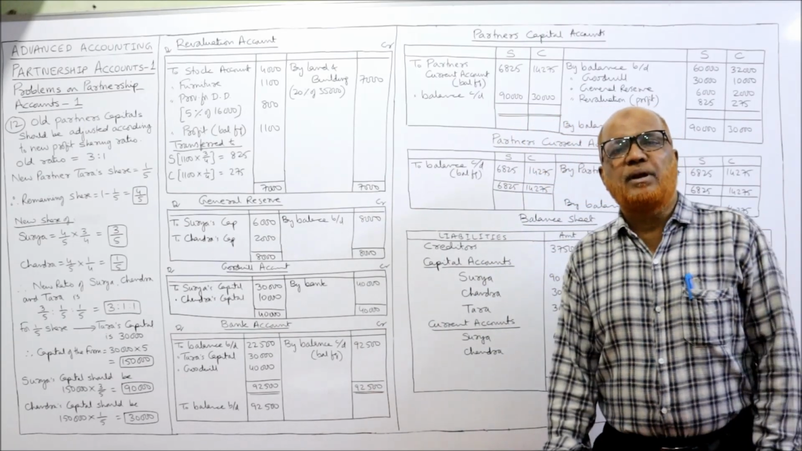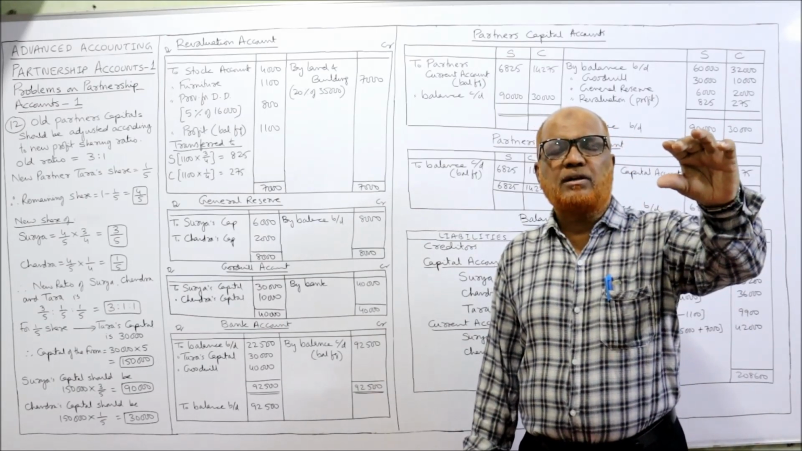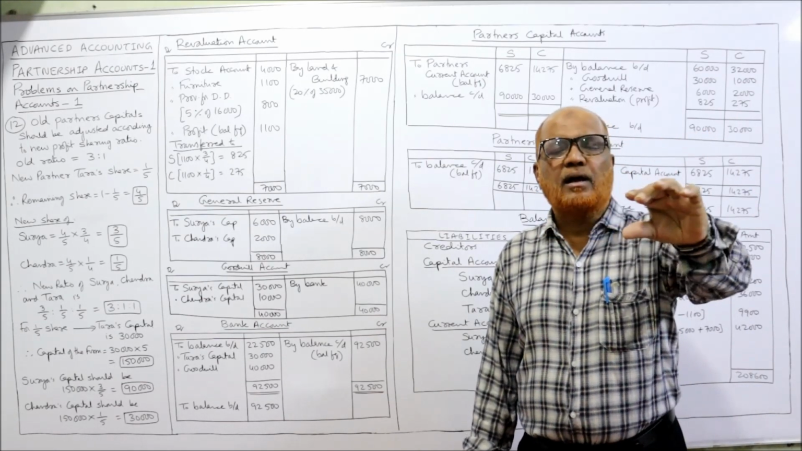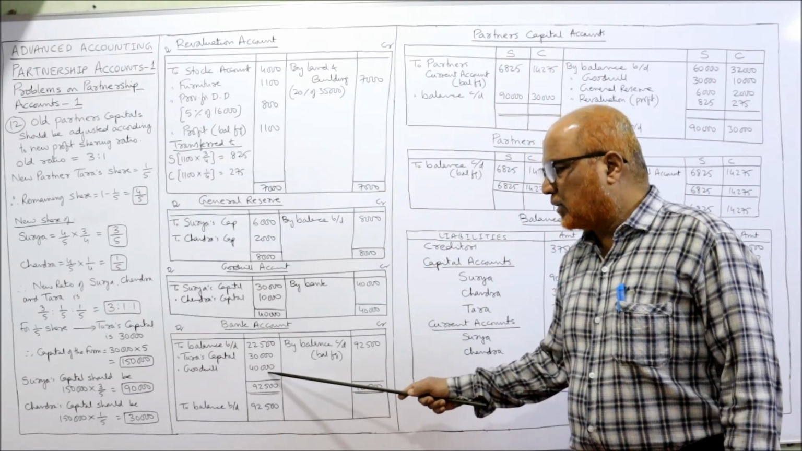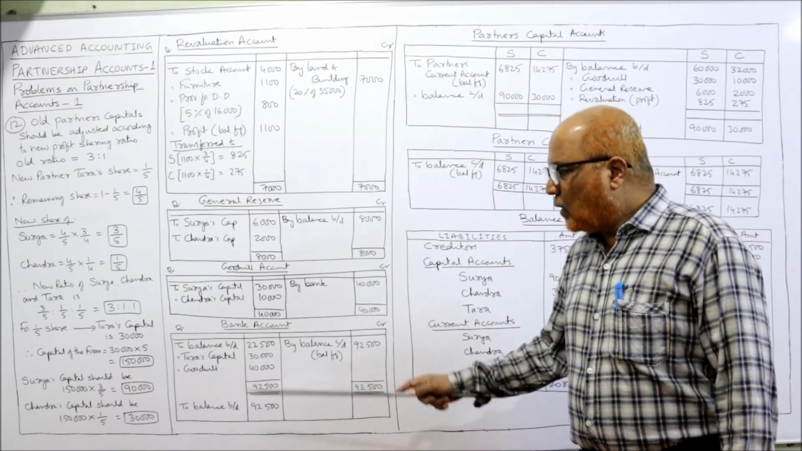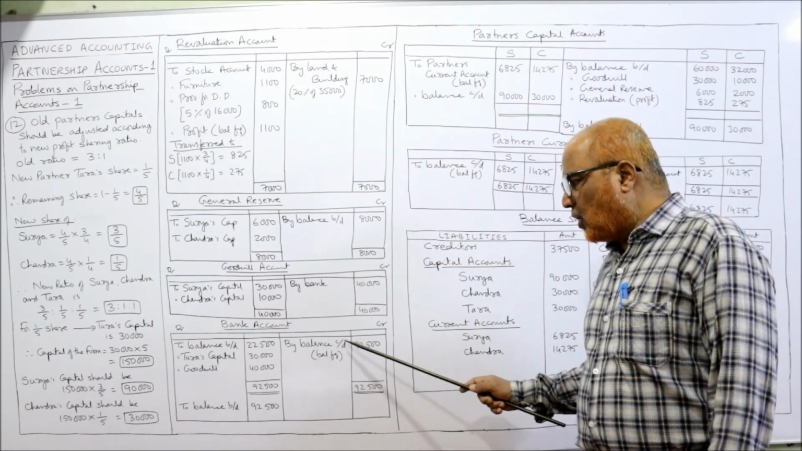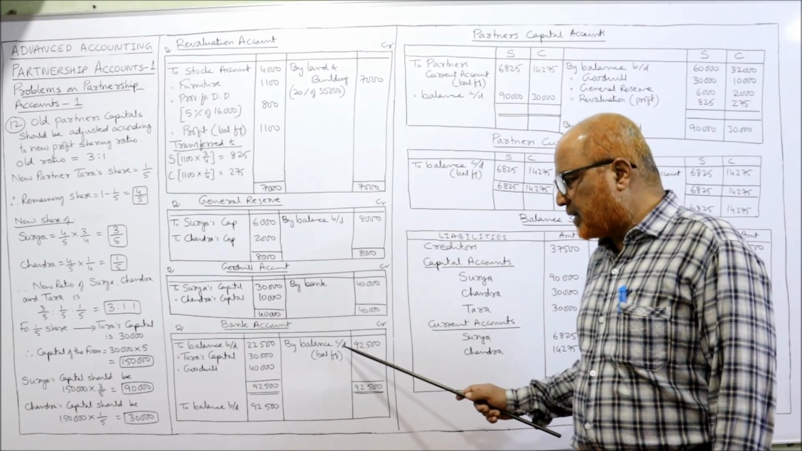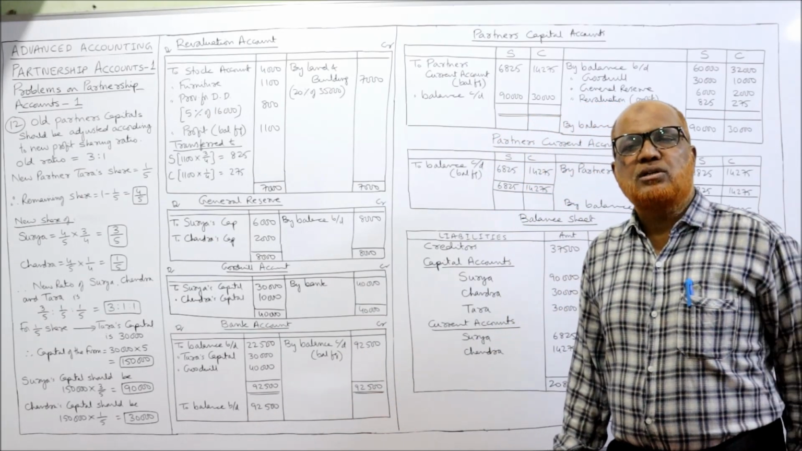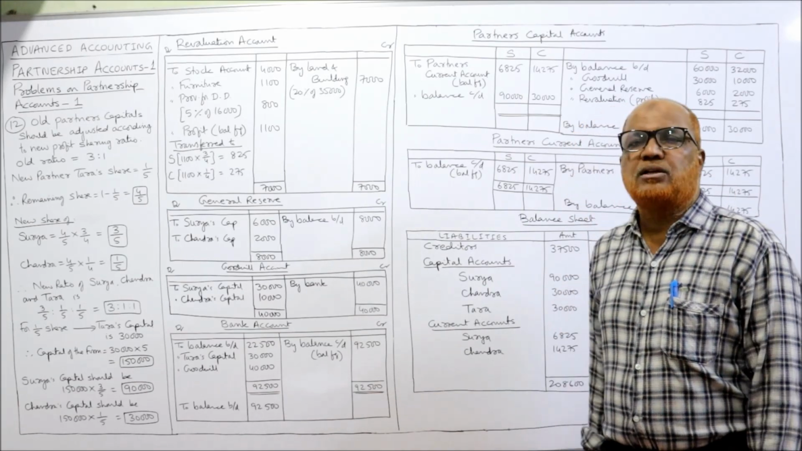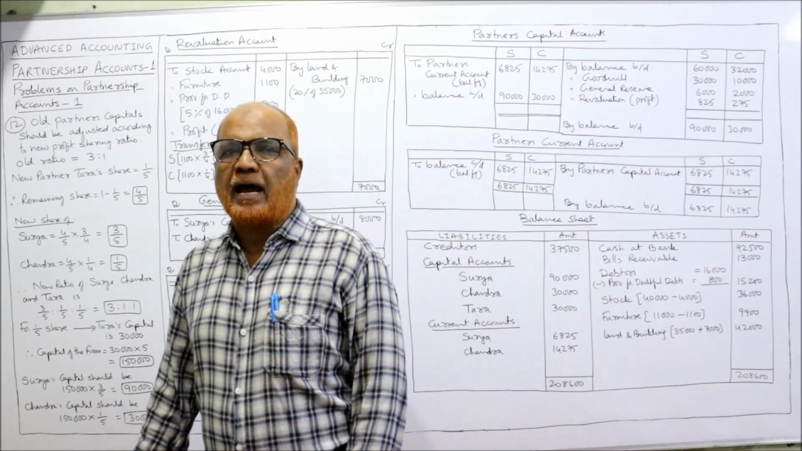Apart from that, Tara brings 40,000 for goodwill also. So the entry is bank account debit, goodwill account credit. So goodwill 40,000. That's all. Now you add up all the three amounts, you'll get 92,500. Now the balancing figure 92,500 is carried down. So brought down 92,500. Now in the new balance sheet, the cash at bank should be taken as 92,500. That's all. Now we have to make the capital account and current account.